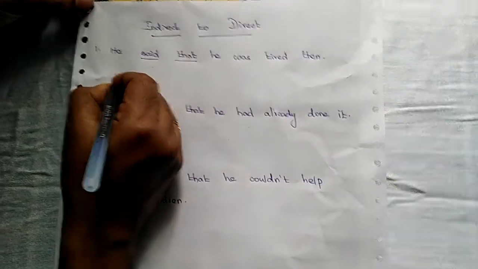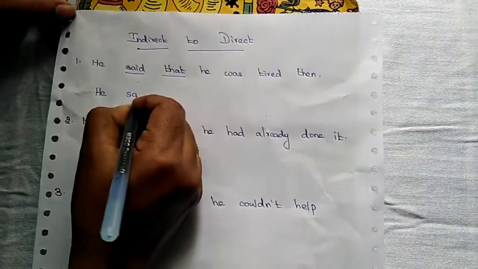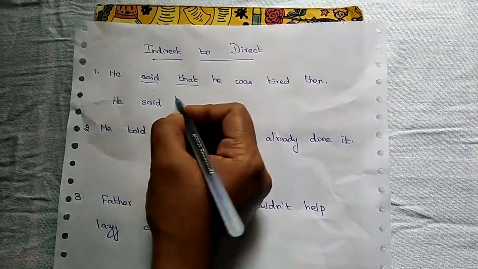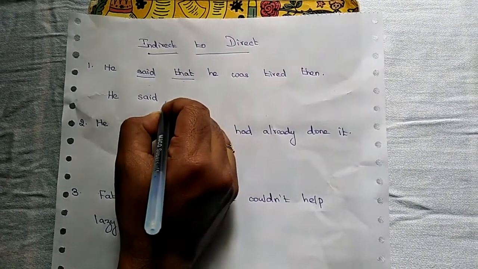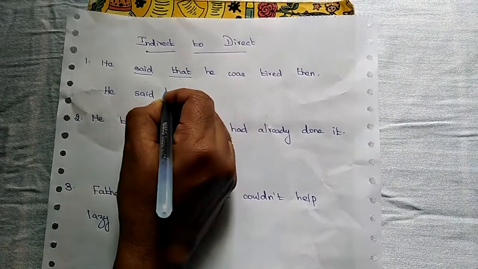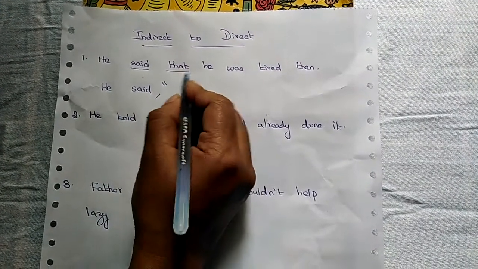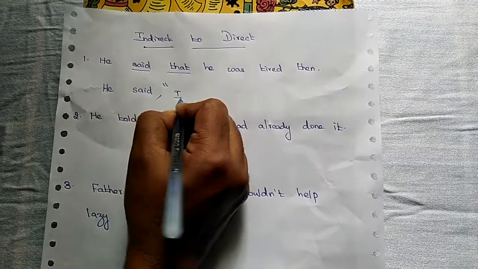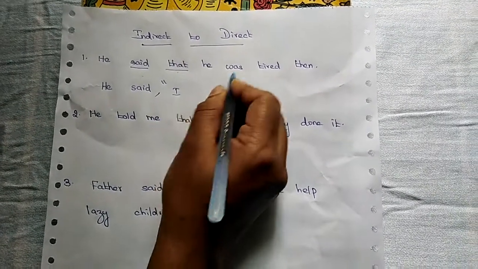So, he, as it is said, don't want to change, he said. Then we have to remove this connecting word. Don't want to write connecting word. So, you have to put comma and quotation mark. He said. Then this he will change into I, first person I.